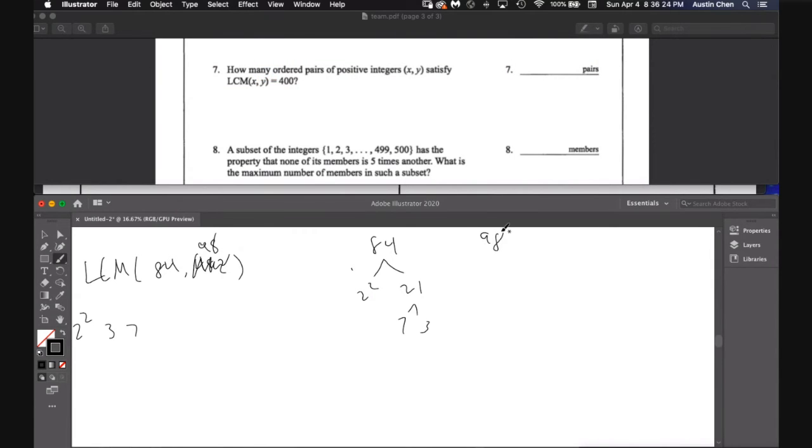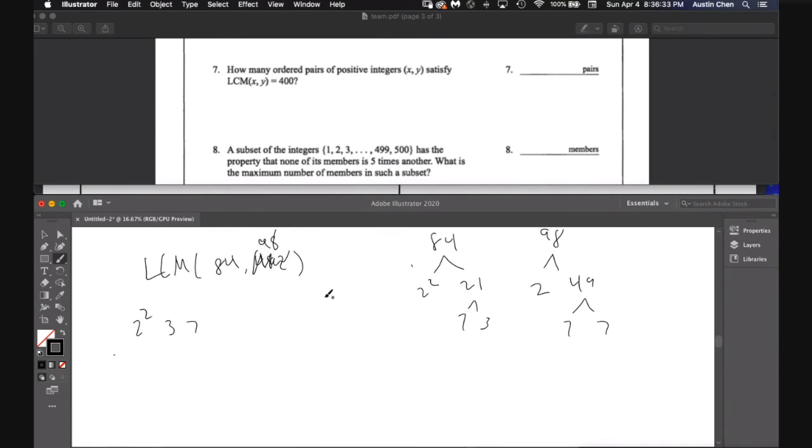Okay, so prime factorization of 98, we can see that we can take out a 2, and then we will be left with 49. And 49 is just 7 squared. So then the prime factorization of 98 is 2 times 7 squared.